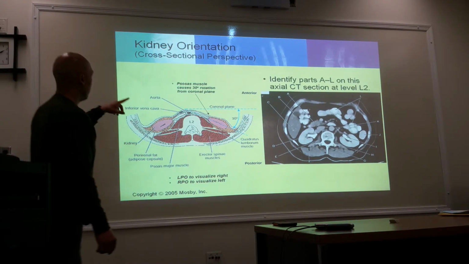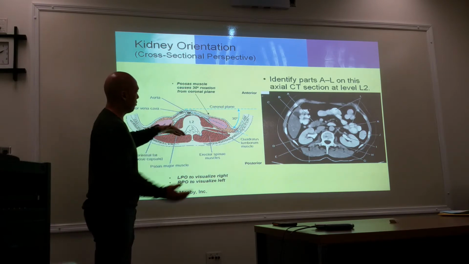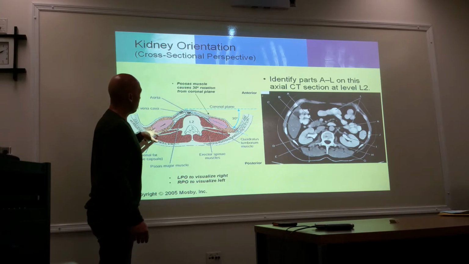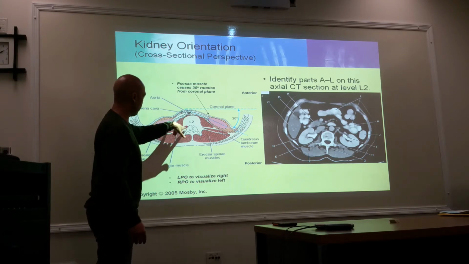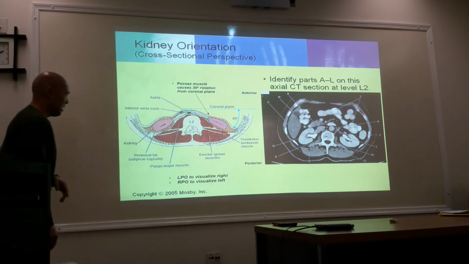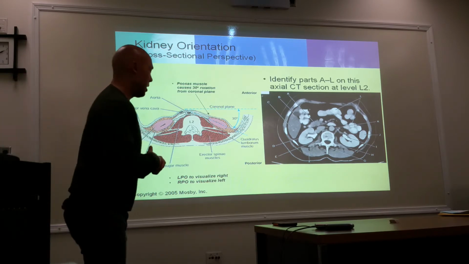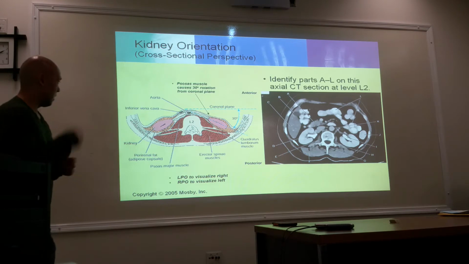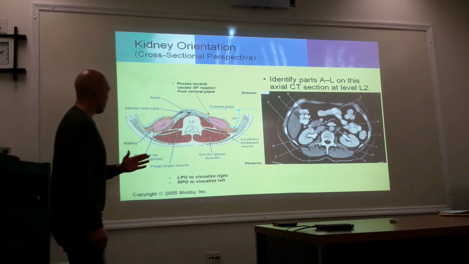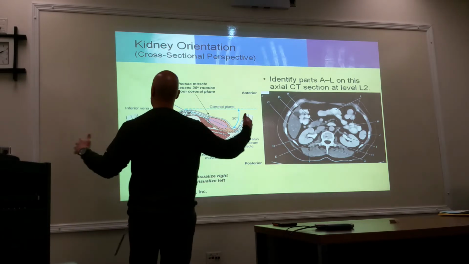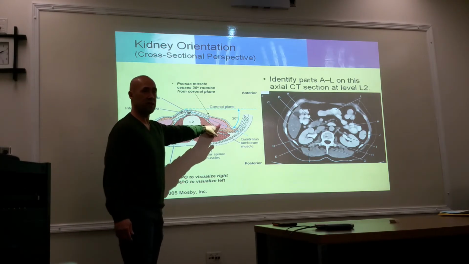Okay, so here is a cross section. Again, we're looking at it from the bottom up. The psoas muscles cause a 30-degree rotation from the coronal plane. And this is going to be significant when we're trying to put the kidney in true profile. So to visualize, this would be the left kidney. We want to look at the left kidney.